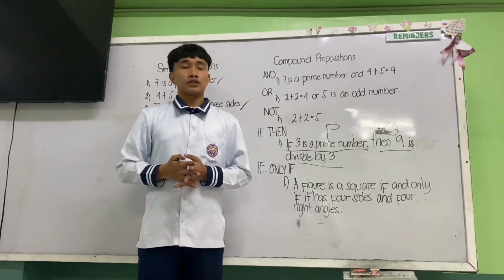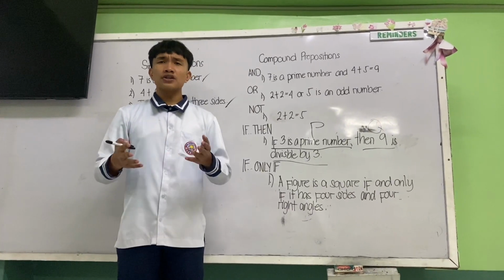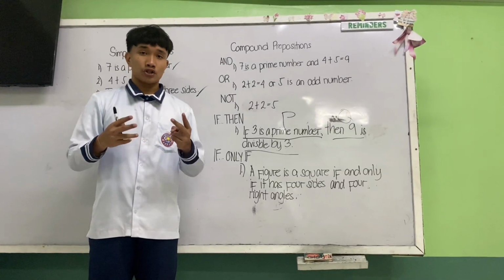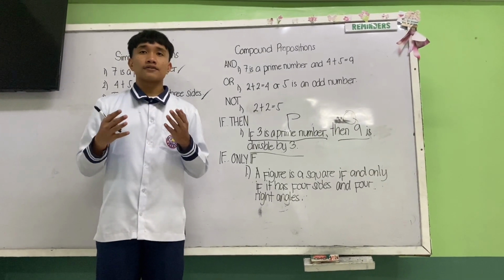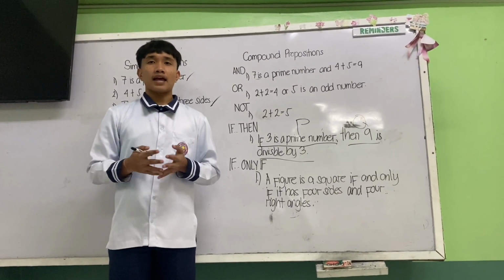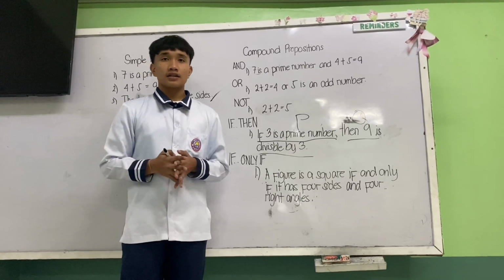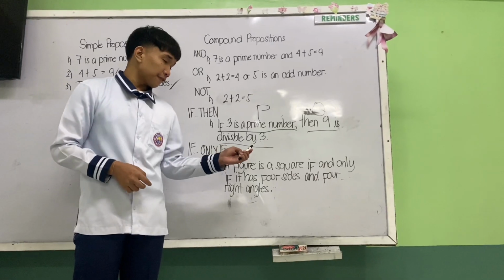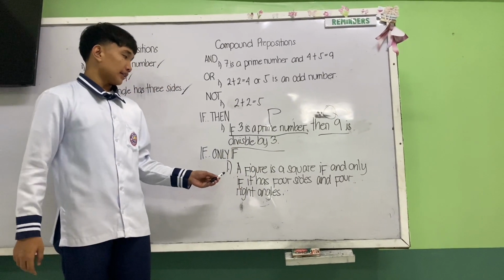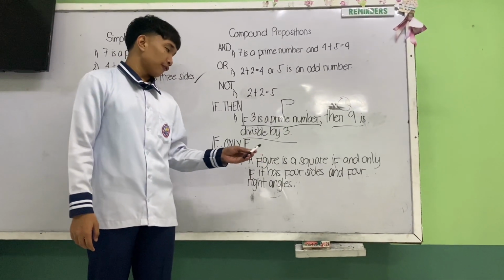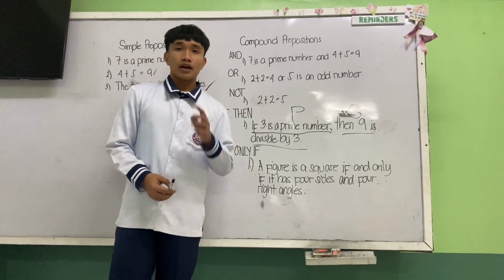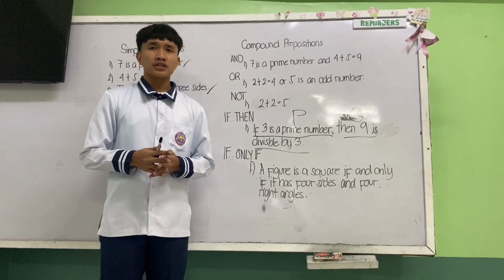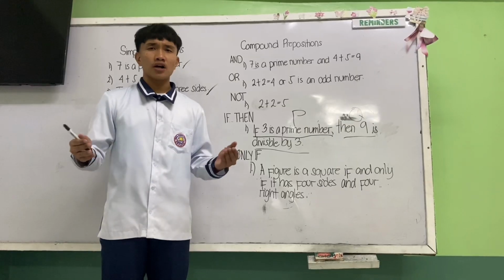So let's go to examples. Proposition 1: A figure is a square. Proposition 2: It has 4 equal sides and 4 right angles. Combine: a figure is a square if and only if it has 4 equal sides and 4 right angles.